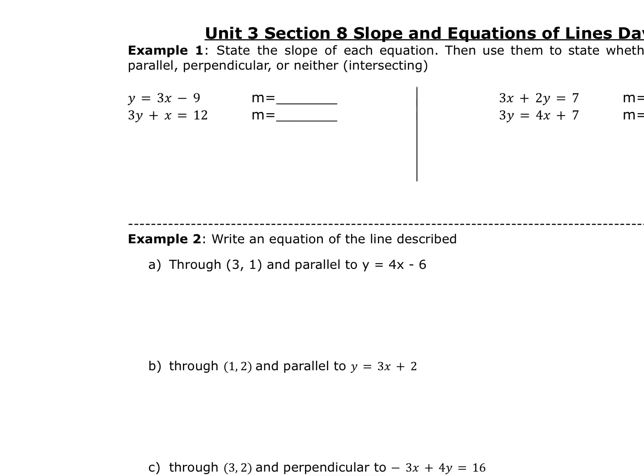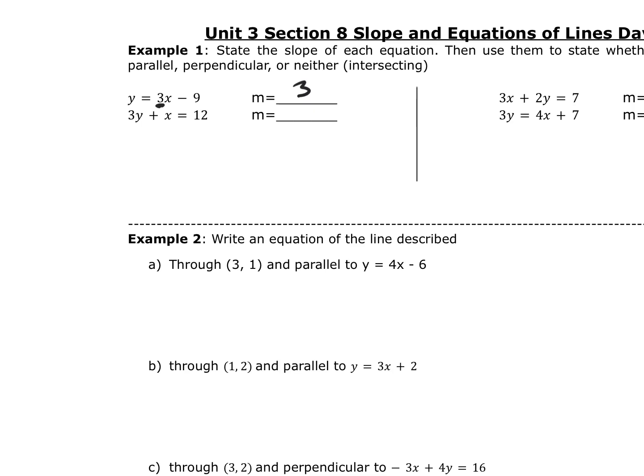Alright, so if we look at this first equation, y equals 3x minus 9, obviously we can see from this equation the slope is this 3 in front of the x. So the 3 is our slope for the first equation. Now, the second equation, we have to do a little bit of algebra in order to tell what the slope is, because we need to get y by itself.